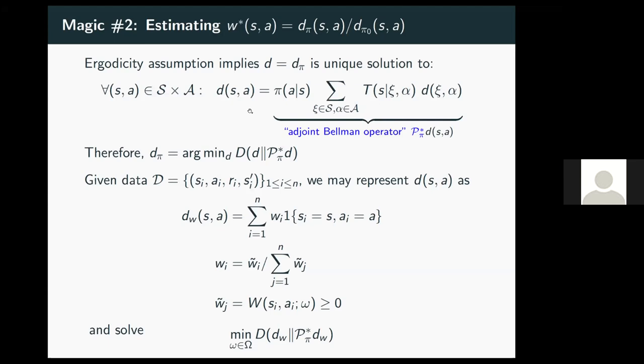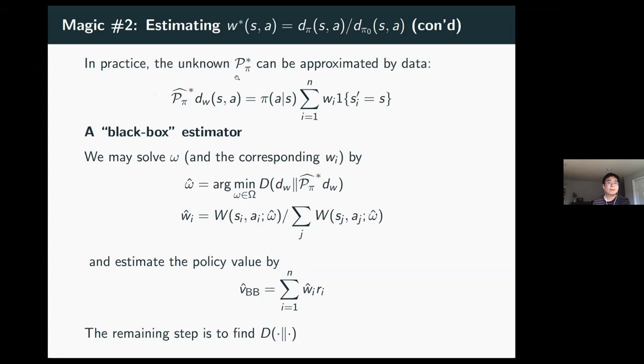So now at the end of the day, what we have is the divergence minimization problem here, and the parameter we optimize over is omega. In practice, we don't know the transition, this P star operator, this adjoint Bellman operator, but we can approximate it by data. This is a very natural way to approximate it. You're using the empirical distribution over the data set and applying it to this operator.